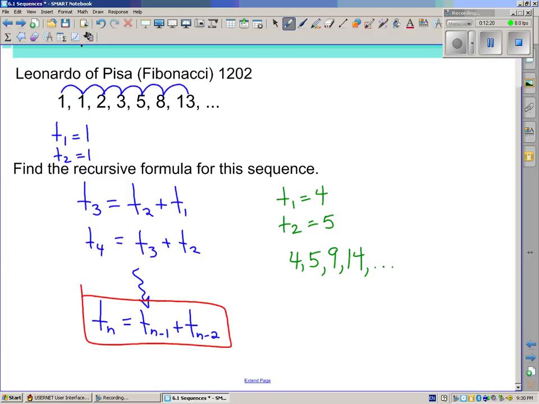What's the downfall of recursion? The problem with recursion is you need to know the number previous. So if I am looking for term 100, I need term 99, which means I need term 98, which means I need term 97, which means I need term 96. And you see that that's a lot of work that we have to do. And unless we have a computer, that's just grunt work. So there is another form that makes life easier for us when we're dealing with sequences.